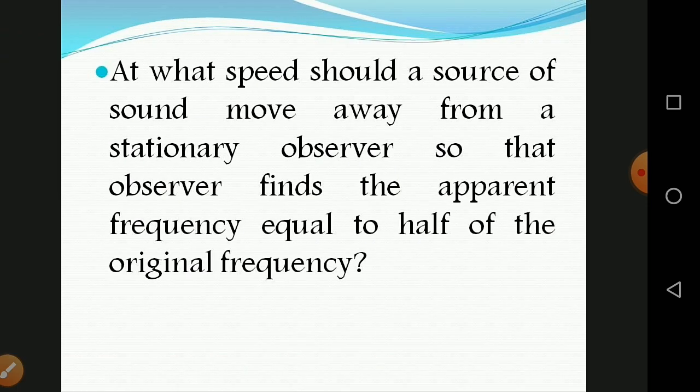And the next one: at what speed should a source of sound move away from a stationary observer, stationary observer meaning a listener, so that the observer finds the apparent frequency equal to half of the original frequency? So we have to find the speed of the source moving away from the stationary observer. The listener can hear only half of the original frequency.